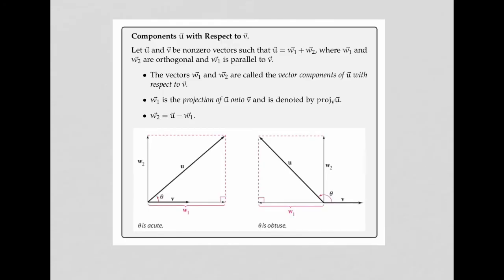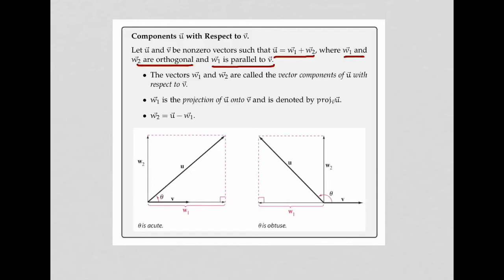Now let's talk about the components of a vector u with respect to another vector v. Suppose u and v are non-zero vectors satisfying the following three conditions. Condition number 1: u is the sum of two vectors, w1 and w2. Condition number 2: w1 and w2 are orthogonal, or perpendicular, to one another. And condition number 3: w1 is parallel to vector v. This means that w1 has the same or opposite direction as v.